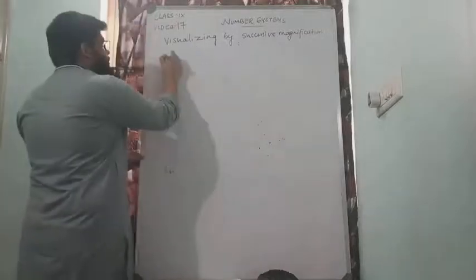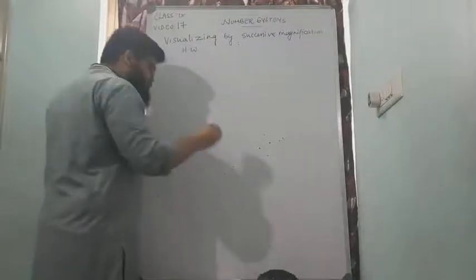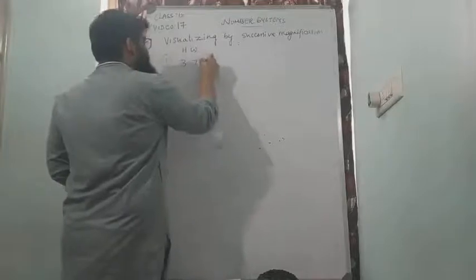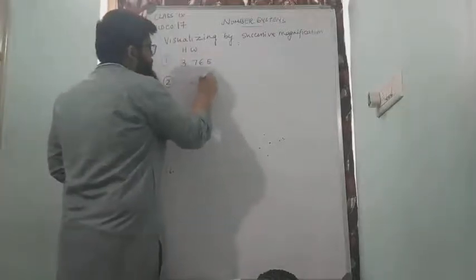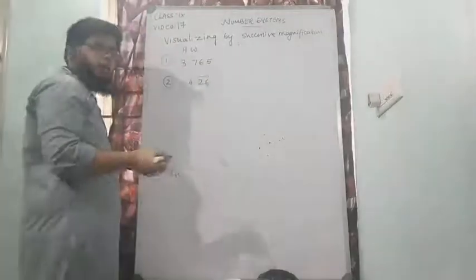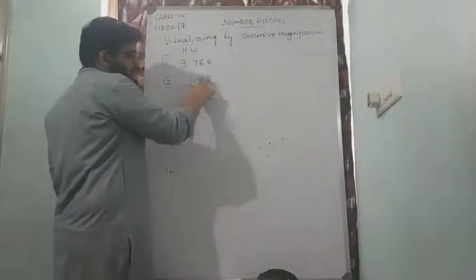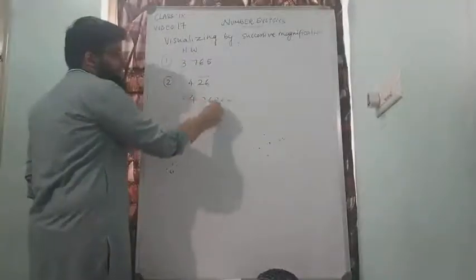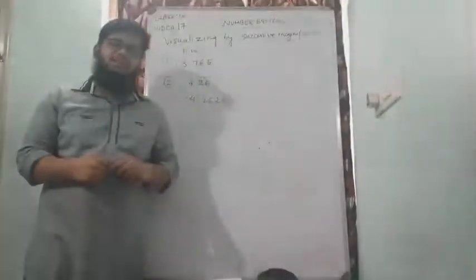So your homework questions are 3.765 and the second one will be 4.26 bar. 4.26 bar, how to represent? 4.2626. Just go up to two repetitions, because bar means it will get repeated, so you can just show two more values. You'll have to show these on the number line by using successive magnification.